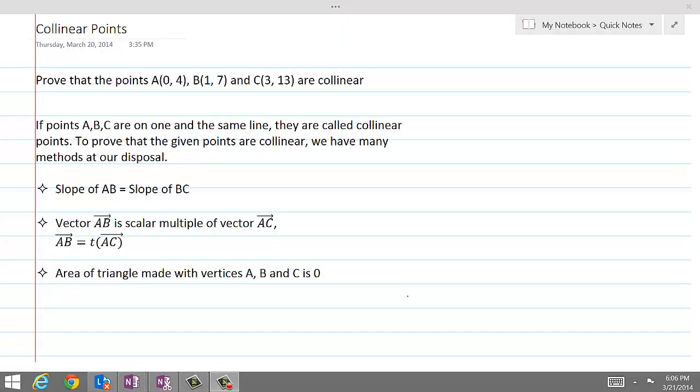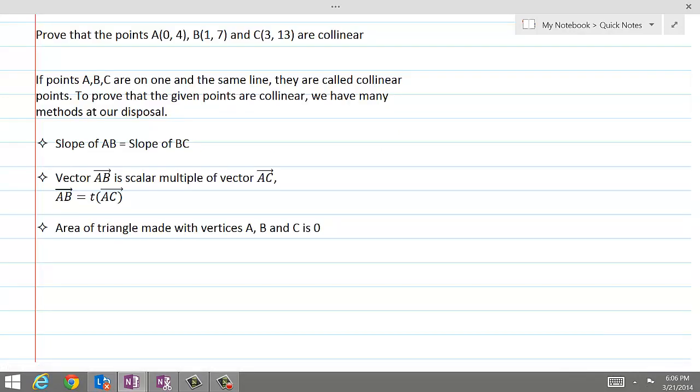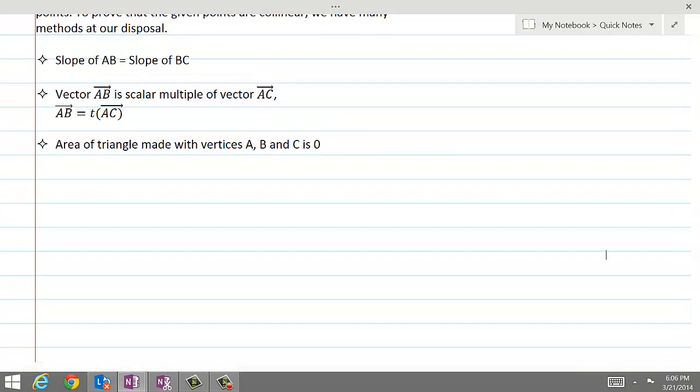In this lesson, we define meanings of collinear points and establish criteria to prove that the given set of points is collinear. Here we are given 3 points A, B, C, and we will use different methods to prove that these points are collinear. Let's get started and use the method of slopes to prove that these points are collinear.